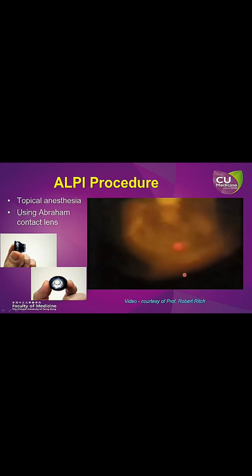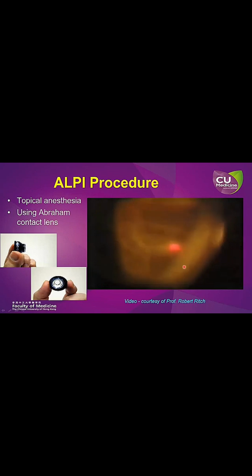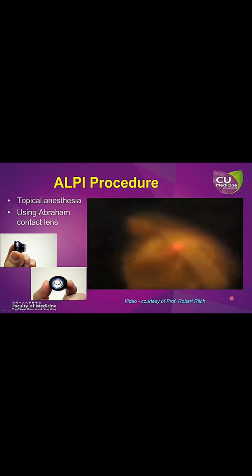Now, this is a video showing the application of ALPI in an eye with plateau iris syndrome. You can see that there is immediate iris contraction around the spot of laser application. On the one hand, this thins the iris stroma and also pulls the iris away from the drainage angle, thereby reopening a positionally closed drainage angle. I normally perform this under topical anesthesia, and personally, I prefer the use of the Abraham contact lens.